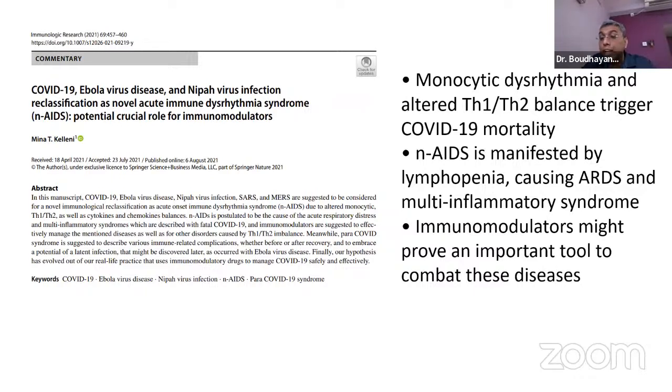And there is lymphopenia and ARDS and multi-organ dysfunction, multi-inflammatory syndrome. So we can try immunomodulators like in COVID. But in dengue, it is not there. In dengue, there is lymphocytosis, and the TH1, TH2 imbalance is not there. So in dengue, it is doubtful. In influenza, it is doubtful whether we can use immunomodulator. But for Nipah, Ebola, and of course COVID, we can use immunomodulator. This is a new term in the dictionary, novel acute immune dysrhythmia syndrome, NAIDS.